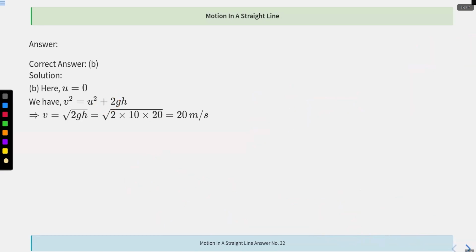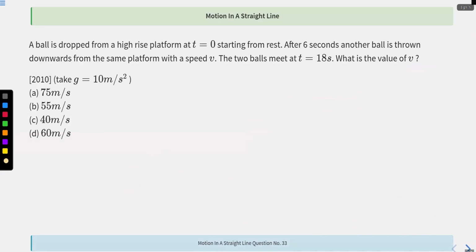Okay, fine. Now, a ball is dropped from a high rise platform at t equals 0, starting from rest. After 6 seconds, another ball is thrown upwards. Basically they're saying that at t equals 0, I threw a ball upwards. Then after 6 seconds, I threw another ball downwards with the same speed v. Both the balls are meeting at 18 seconds. What is the value of v?